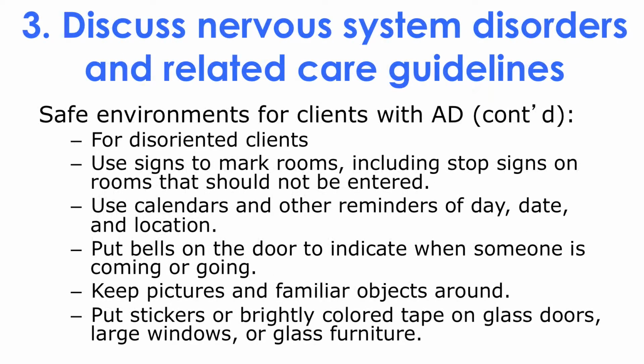Other things we need to do: use signs to mark rooms, including stop signs on rooms that should not be entered. We do this if the dementia is so great and the confusion is so high that we need to put these reminders. The stop signs have shown help. In a lot of nursing homes, for example, they put a line on areas of the floor that they don't want somebody to cross. They'll put a staggered line or tape on the floor, and it actually prevents people from crossing it when somebody has dementia or confusion going on.